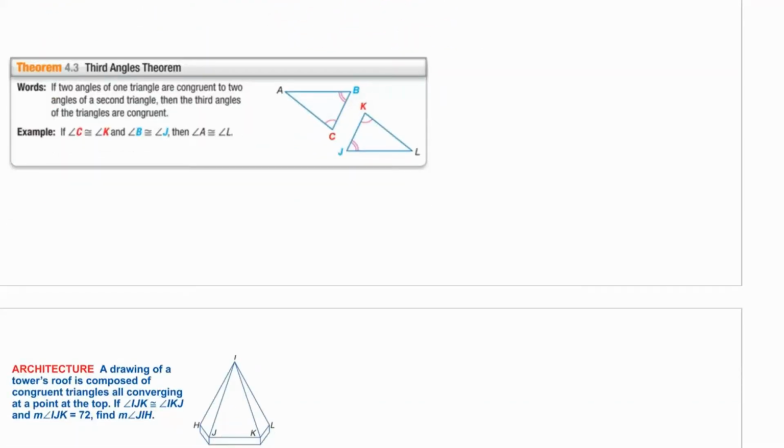The third angle theorem tells us that if two angles of one triangle are congruent to two angles of another triangle, then the third angle has to be congruent. So in other words, with these two triangles, if C is congruent to K and B is congruent to J, then A and L also have to be congruent.